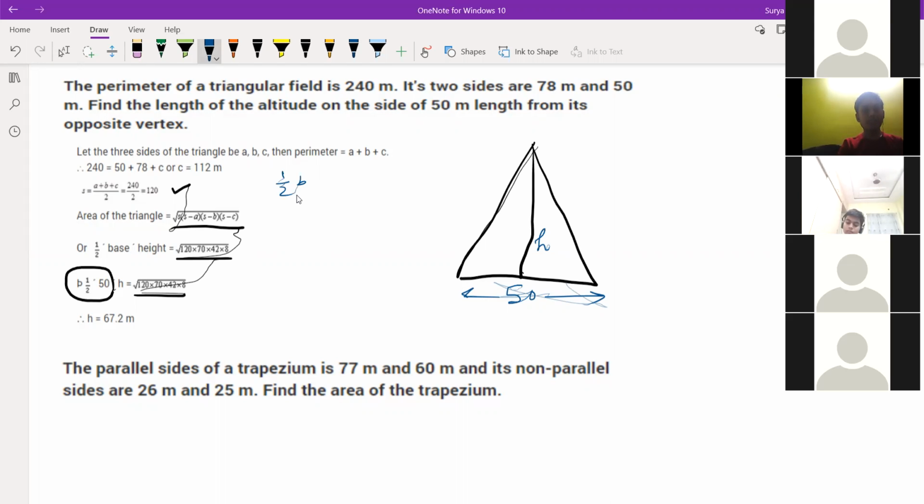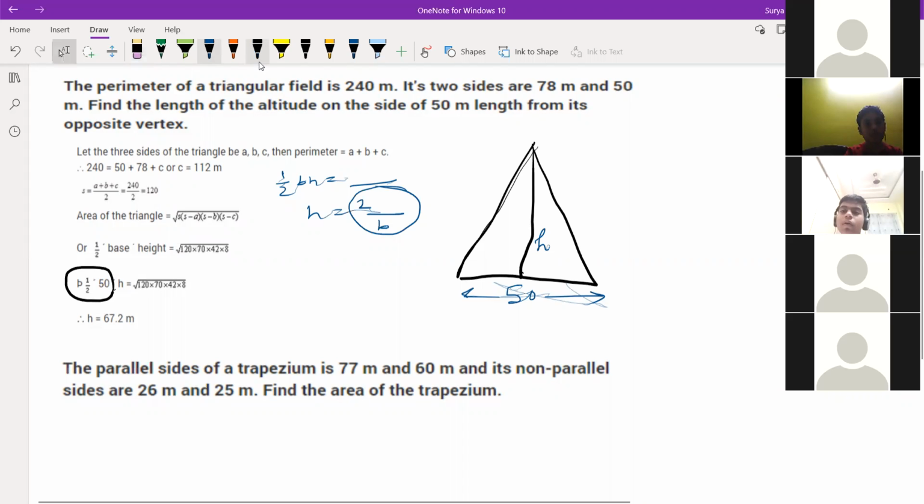So half base into height is equal to the root of 120 into 70 into 42 into 8. Then h is equal to, multiply by 2 and divide by b. Correct. 2 into whatever the answer will get. What is the answer we're getting, Vivek, for this one? Which part? This part I'm saying. By Heron's formula, what is the answer you're getting for this value? On solving, what you're getting? 120 into 70 into 42 into 8.